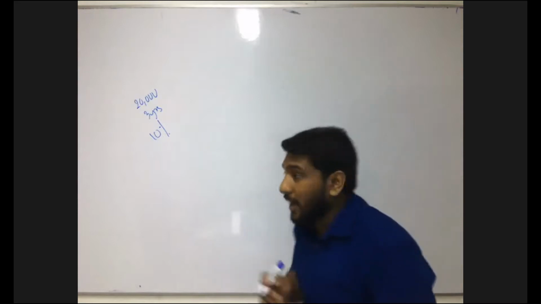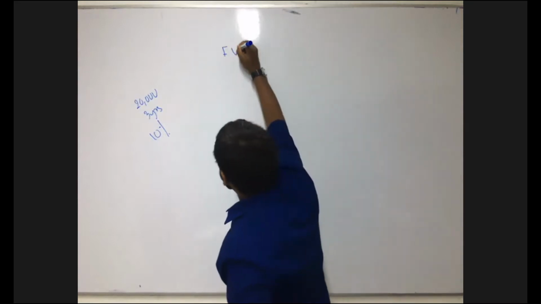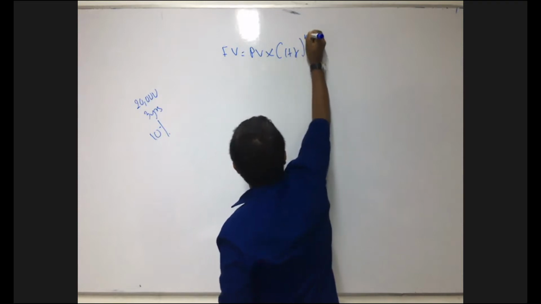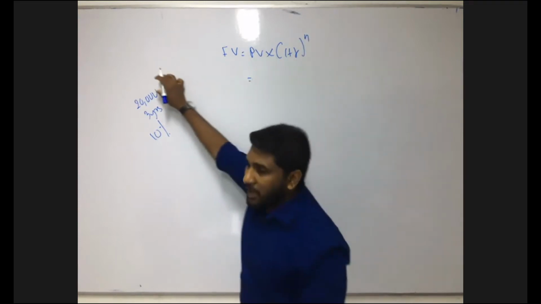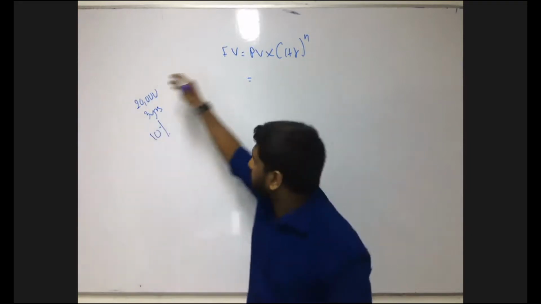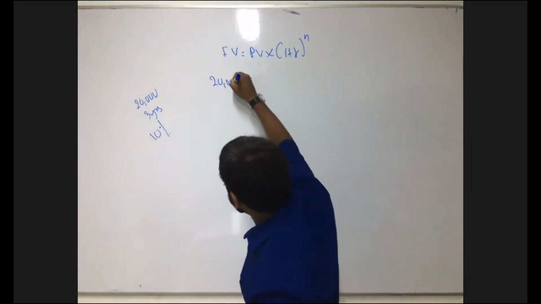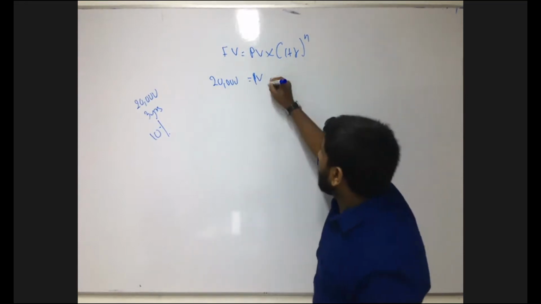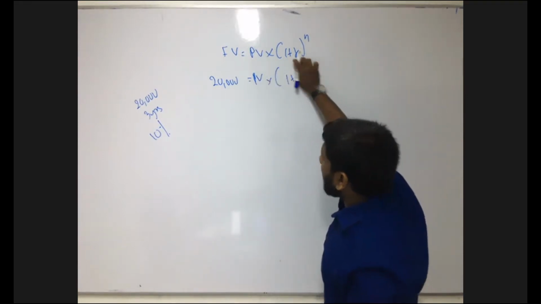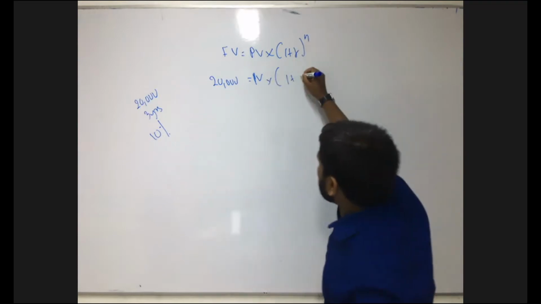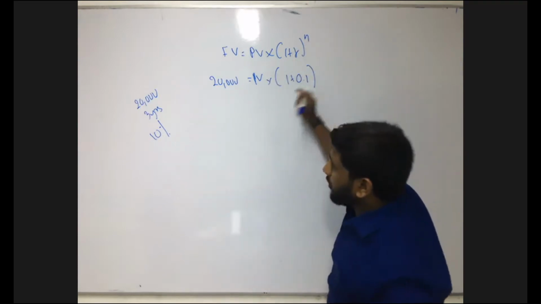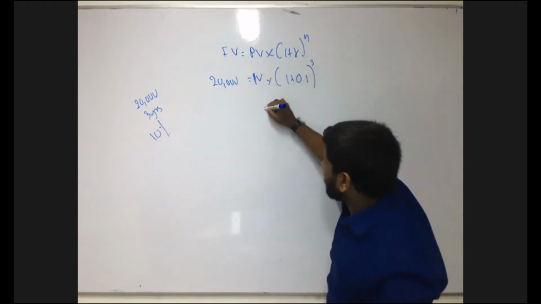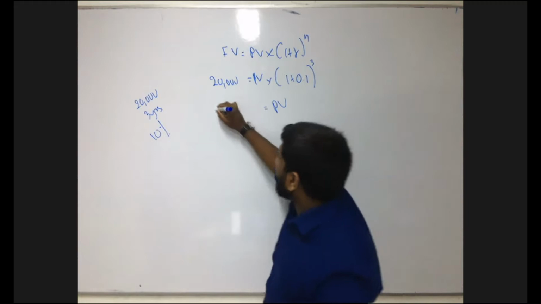Then how can you find it, everyone? Future value equals present value into 1 plus r to the power n. Future value I have given; in future you will get this 20,000. Present value you don't know. That's what you are going to find. Into 1 plus r. R is how much, guys? I have given it is 10%, 0.1, to the power n. After how many years will you get it? After 3 years.